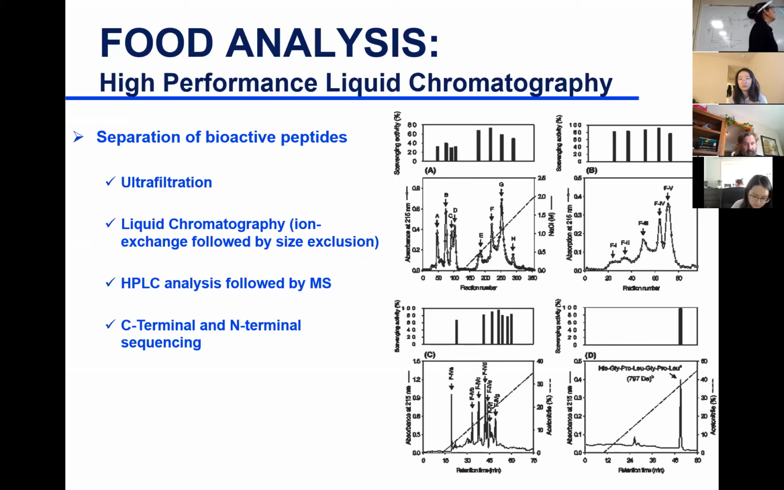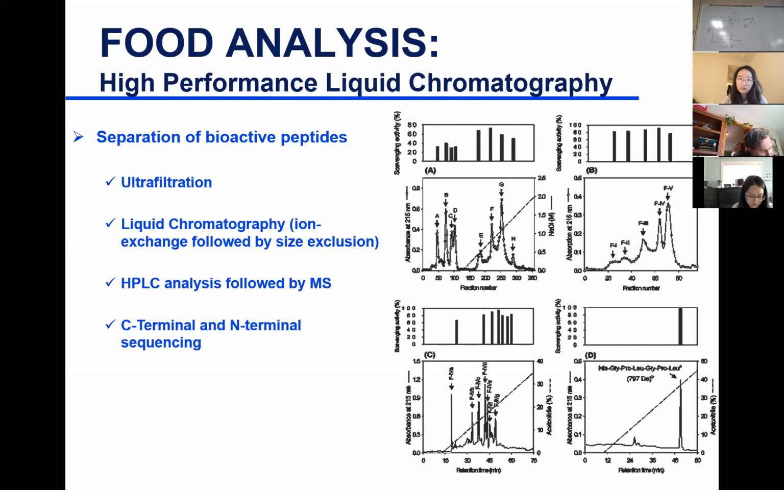So this is an example where I want to separate a bioactive peptide. I want to create a nutraceutical that is made up of a peptide that is specific for a physiological function. So I take my protein, I hydrolyze it to release that peptide, and now I have a mixture of peptides. I want to separate those and just take the peptide that is bioactive. So how do I do that?